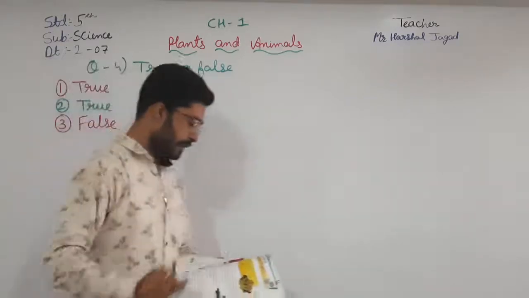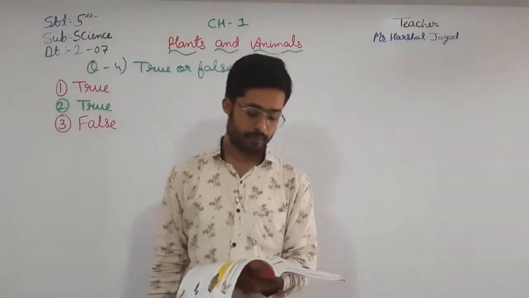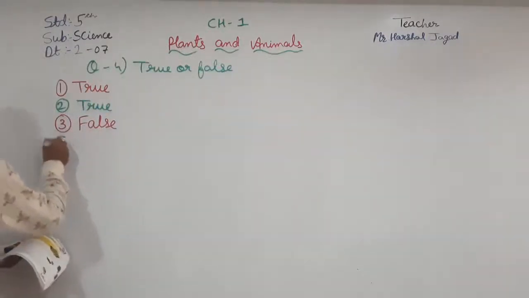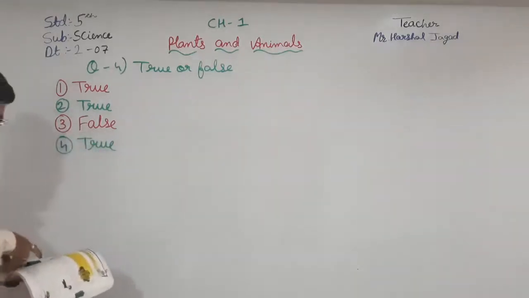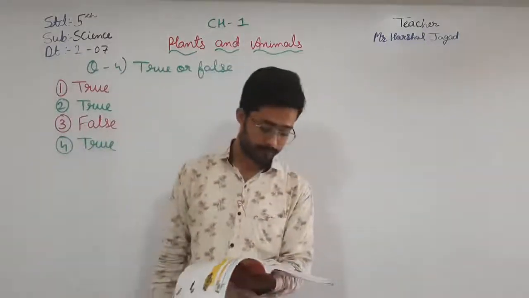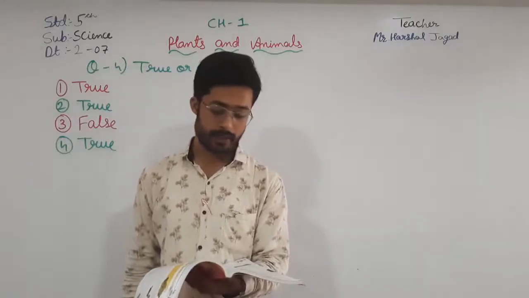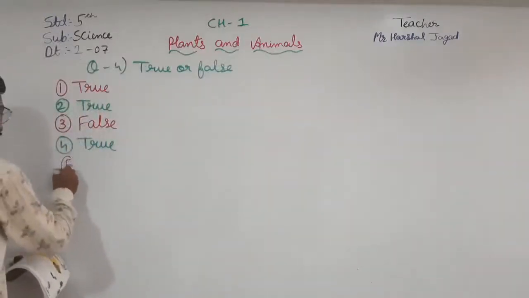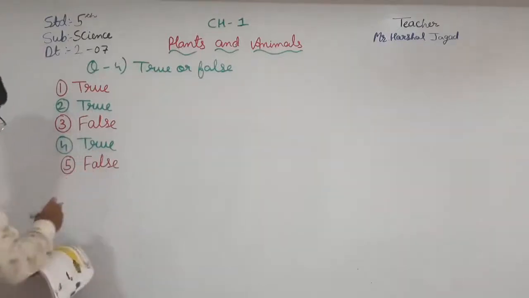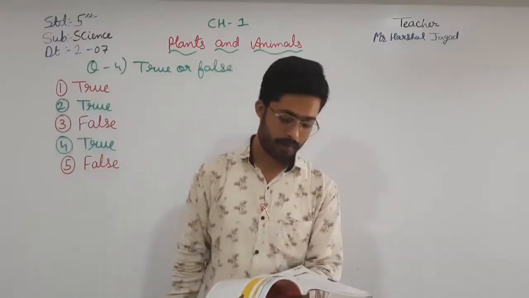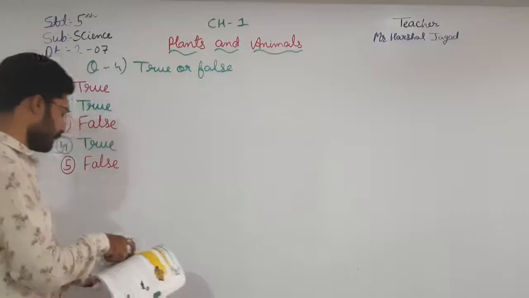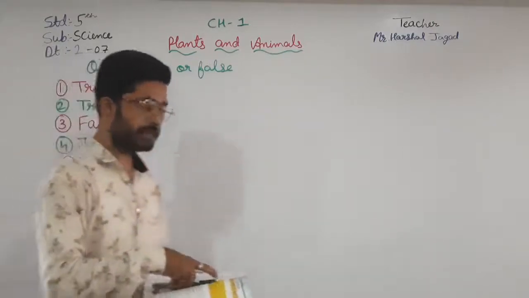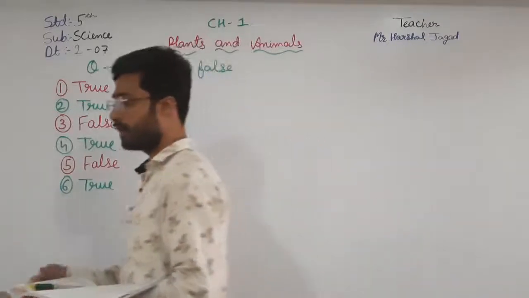Fourth one, that is, the plants in the rainforest climb up supporting trees in search of sunlight. Yes, that is true. Fifth one, trees in the temperate region shed their leaves at the beginning of the summer. No, it is false. Sixth one, some plants are annual, some are perennial. Yes, that is true. Okay, so please write down the answers of true or false. Then after, we will understand the question answers.